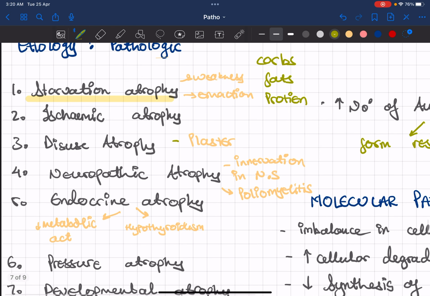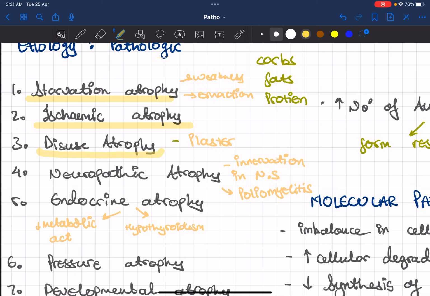Then the second thing is ischemic atrophy. Ischemic atrophy occurs when there is less oxygen or less blood supply to that organ, so that cell does not develop properly in size. Therefore, its size decreases.